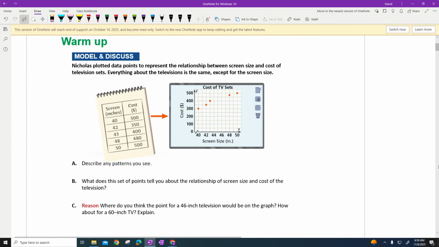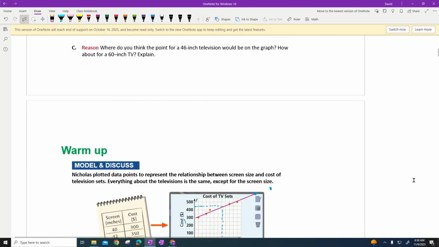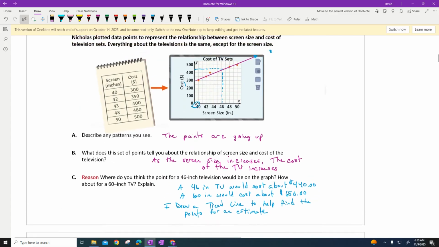Okay, so go ahead and do this warm-up real quick. Study the labels on the graph and answer those 3 questions. Pause your video and come on back when you're all done. Alright, let's see how you did. Yep, you see some writing on mine.